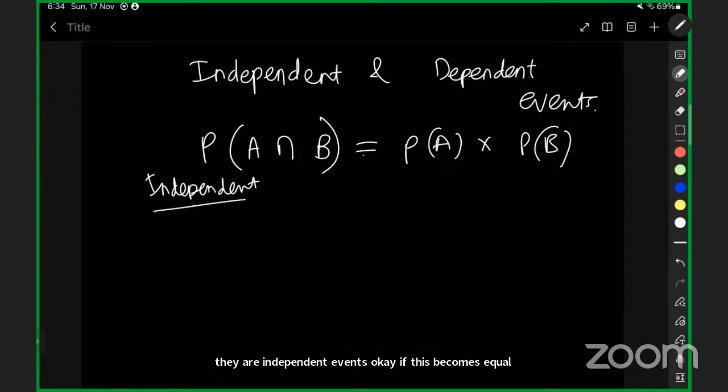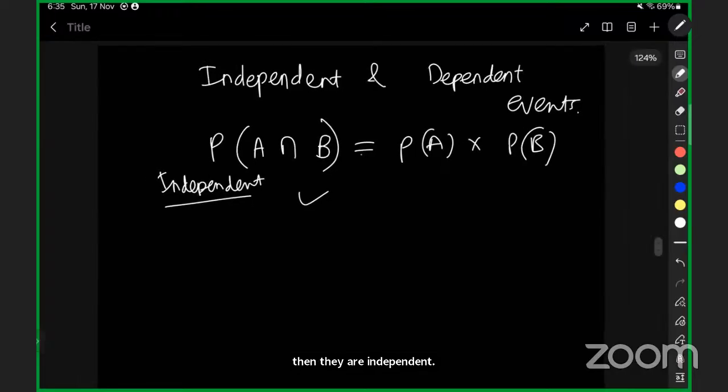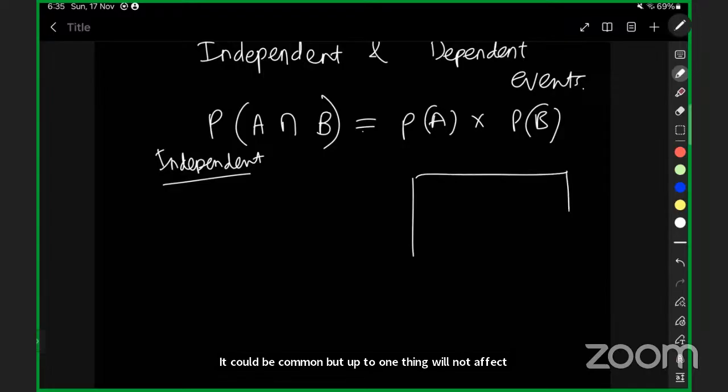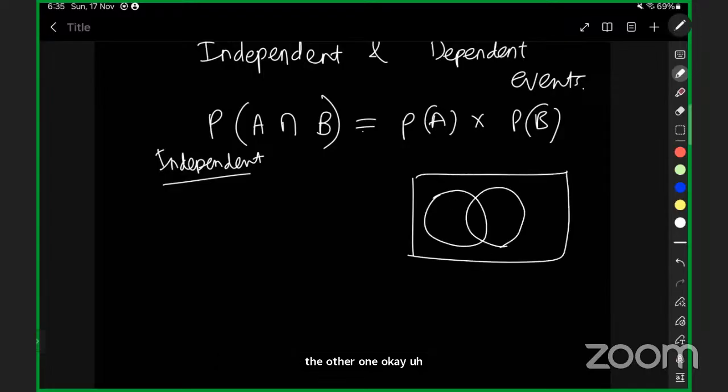Does that mean there is no common thing between A and B? No, that doesn't mean there is no common thing. It could be common, but one thing happening will not affect the other one. Let's say A is there, B is there, so there is a common part in between. That is what we are figuring out. That's what this intersection part is.